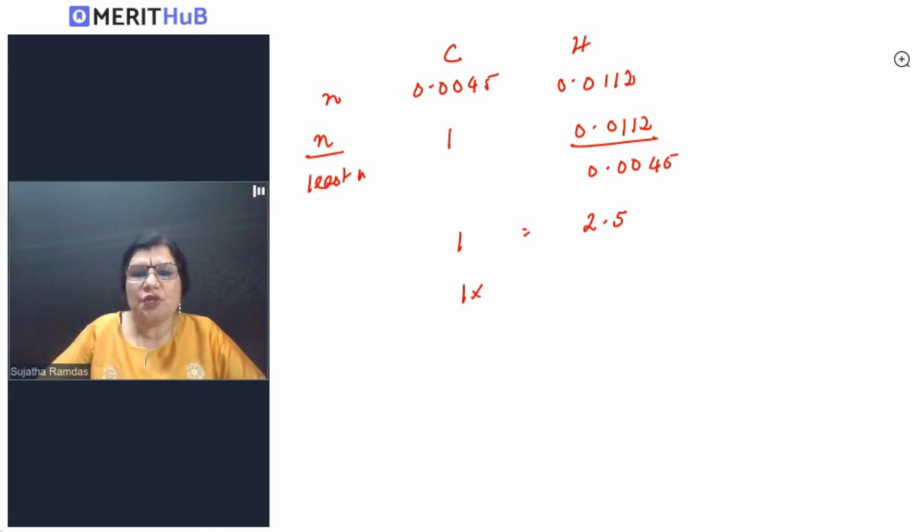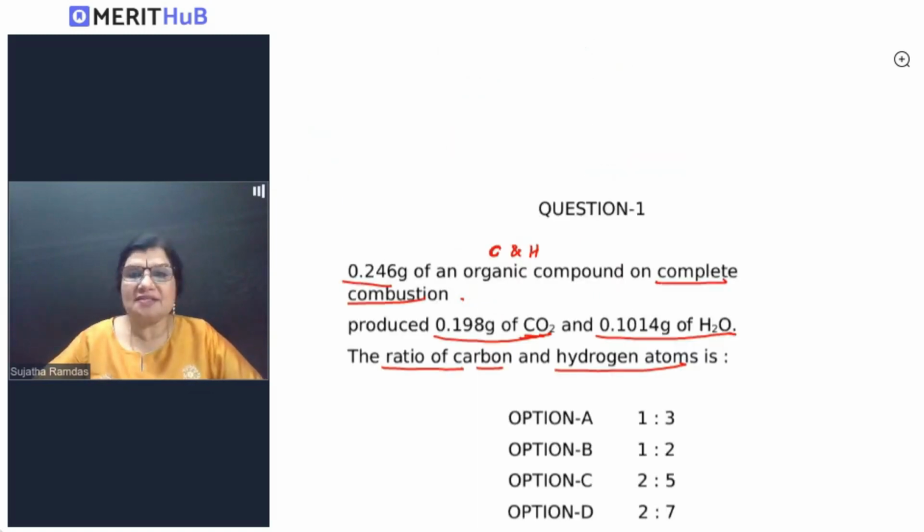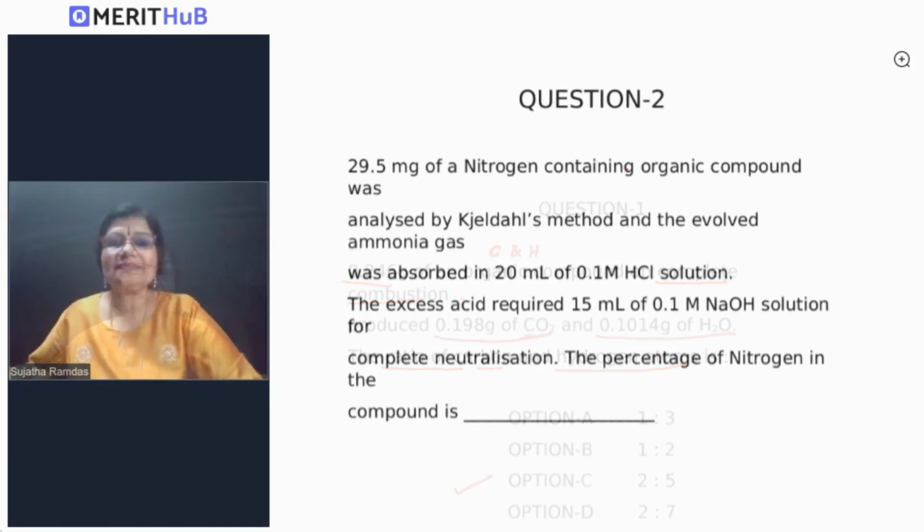And here again, you multiply by 2, multiply by 2, you get the ratio 2 is to 5. So finally, what is the correct answer? The correct answer would be option C. Okay, so you could choose whichever is an easier method of calculation, you can adopt that. So this is how you get the answer to question number 1.